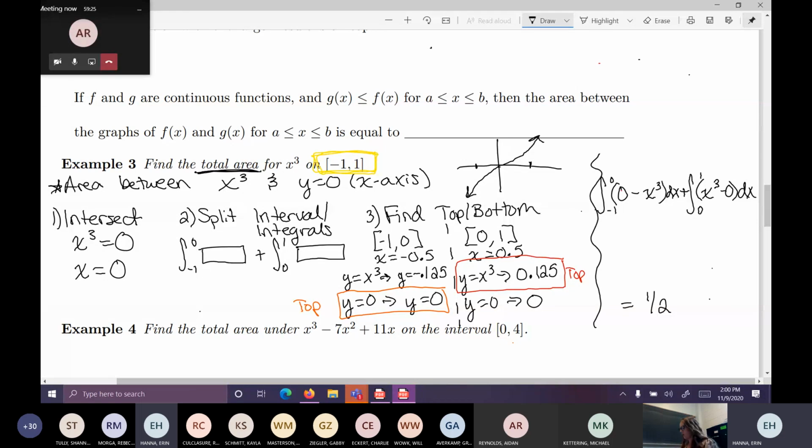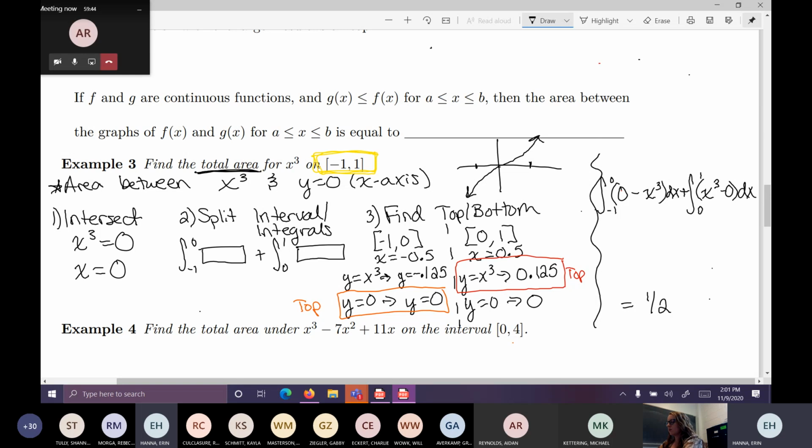Again, I'm going to talk about it a bit more on Wednesday, but I'm out of time now. So we'll review that one on Wednesday and do a couple more. Got a ton more. But essentially, this is how they work, is we're going to have to split it up wherever it crosses the x-axis. And then we're going to have to figure out these intervals, top minus bottom, in each case.